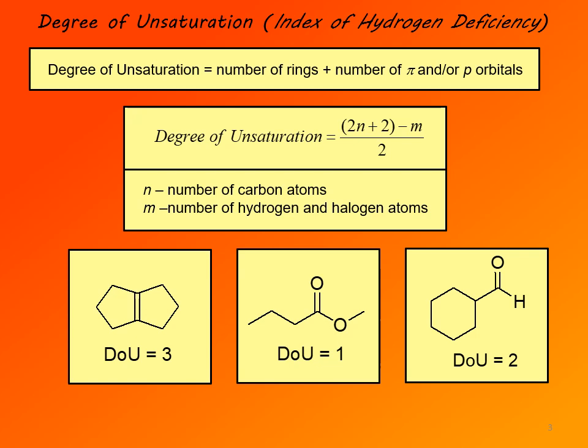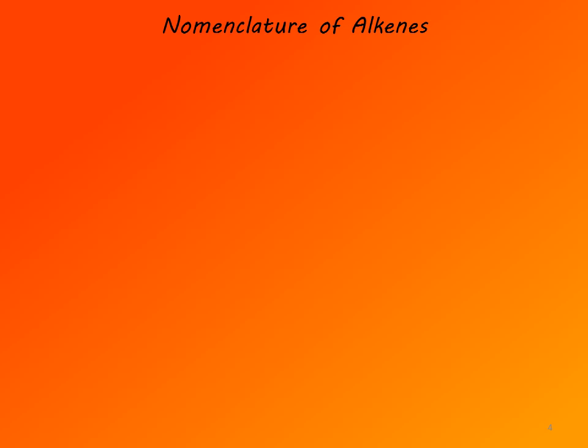So ordinary alkene with 1 pi bond would have 1 degree of unsaturation. Alkyne with 2 pi bonds, triple bond, that has 2 pi bonds, has 2 degrees of unsaturation. And ordinary cycloalkane, which has just 1 ring, would have 1 degree of unsaturation. Now we can look at nomenclature of alkenes and alkynes. We'll start with nomenclature of alkenes.